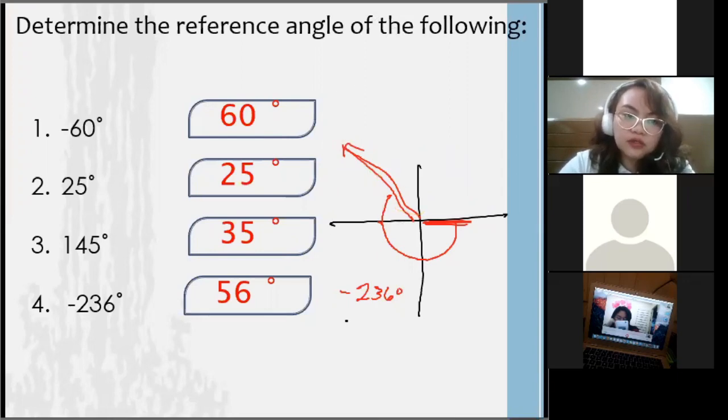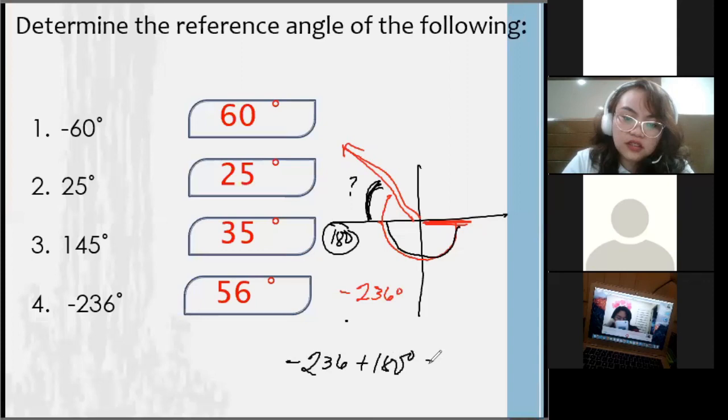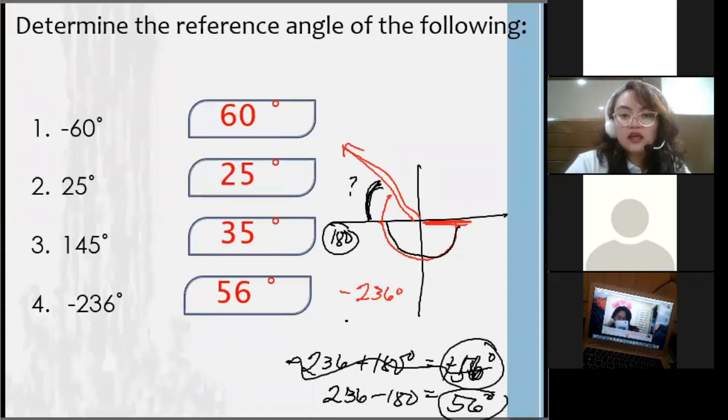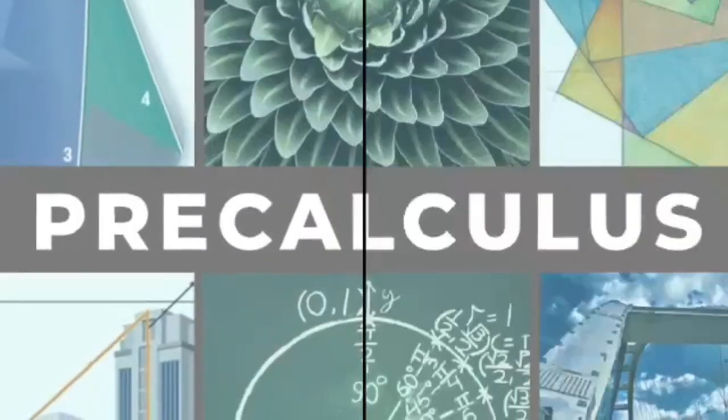So if the whole thing is 236, this is 180 already. To get the measure of this, what is its measurement? You have 236 plus 180, you get negative 56, right? It should be positive, so change it to positive. Or simply, 236 minus 180, the reference angle is 56 degrees. Ta-da! Moving the slide in 4, 3, 2, 1. Alright, so that.